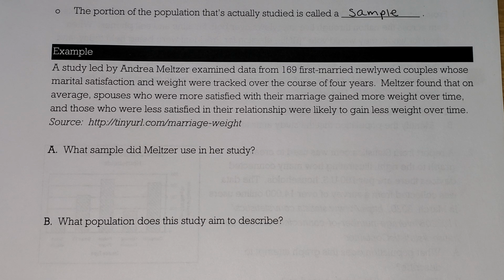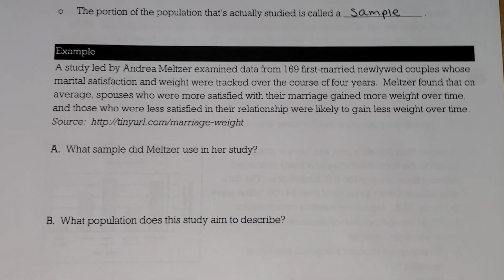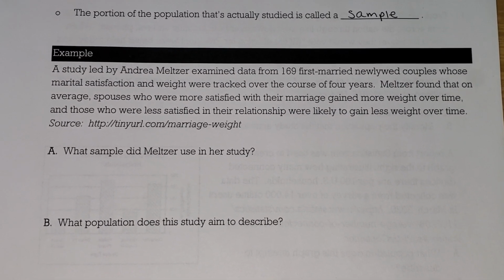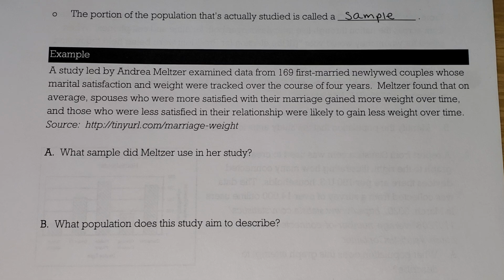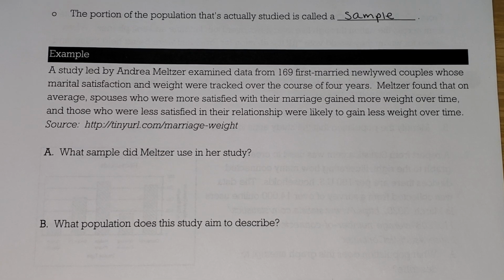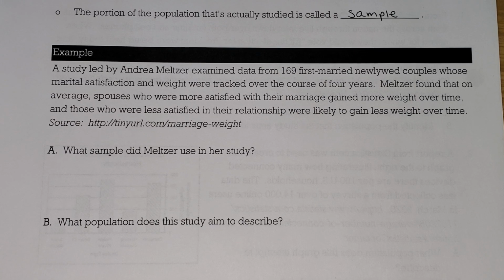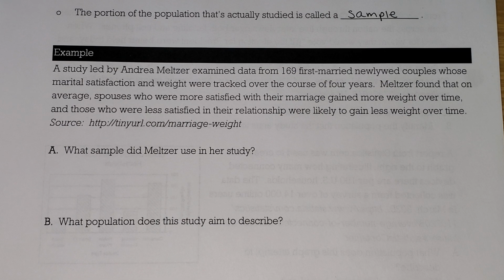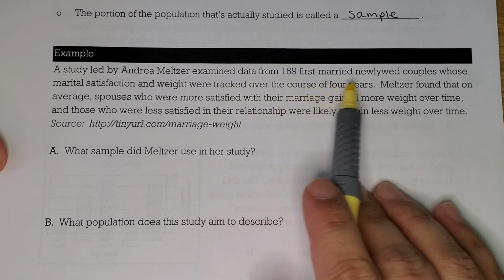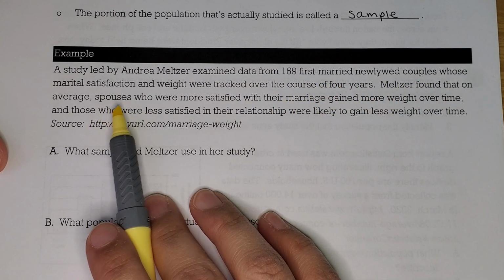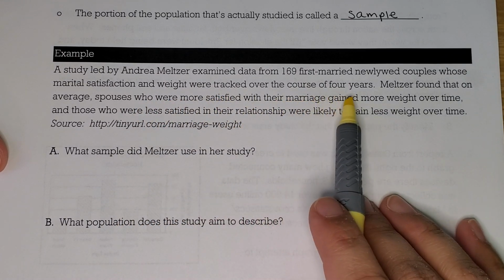So the first thing I'm going to do is read through, oh gosh, first thing I'm going to do apparently is hit my phone here. But the first thing I'm going to do is read through this example just to kind of get a sense of what's going on. Then I'm not going to try and answer the questions, but I'll read what the questions are. And then I'll go back, reread the problem with those questions in mind, and try and figure out what information is important. So let's go through that. This example says, a study led by Andrea Meltzer examined data from 169 first married newlywed couples whose marital satisfaction and weight were tracked over the course of 4 years.